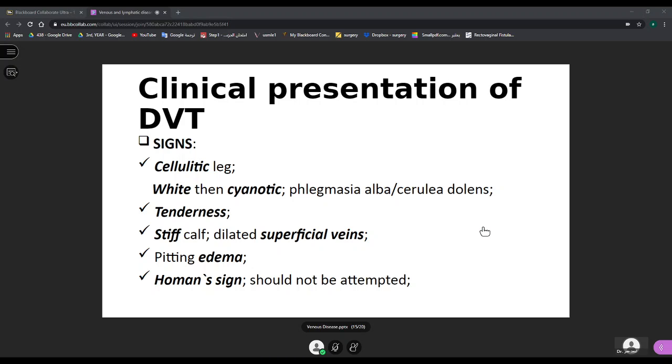Venous thrombosis can cause varicose veins. Here you can get dilated superficial veins. These dilated superficial veins are due to obstruction of blood flow from the superficial to the deep system. But in acute cases, varicose veins need some time. If this obstruction in the deep system is chronic, it can result in varicose veins, while if the obstruction is acute, it can give rise only to dilated superficial veins, because formation of varicose veins needs some time.